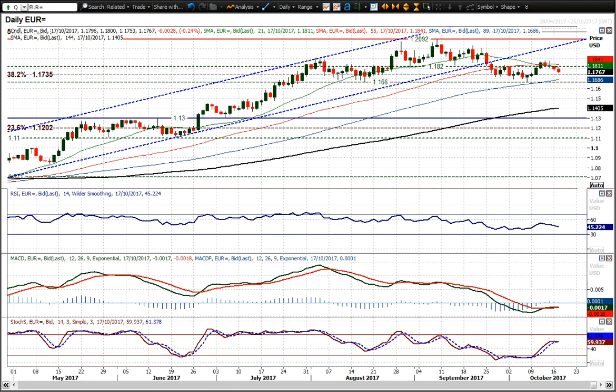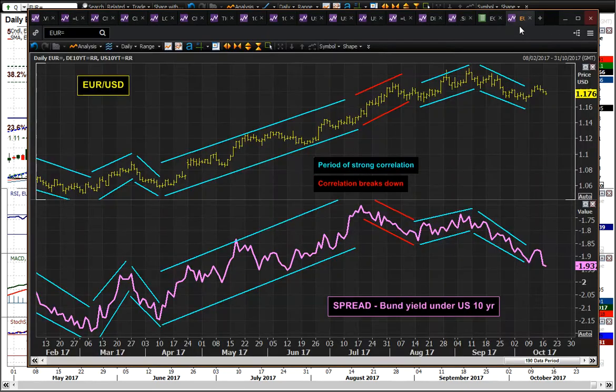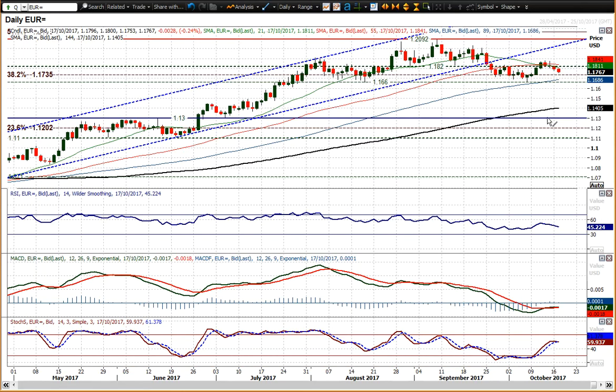I showed you that chart on the main analysis, which was this one here, which is the German 10-year bund spread under the 10-year Treasury, and you can see the big breakdown. That's at levels not seen since June, and there is a positive correlation on these two charts. So it does suggest that pressure could still drive to the downside.